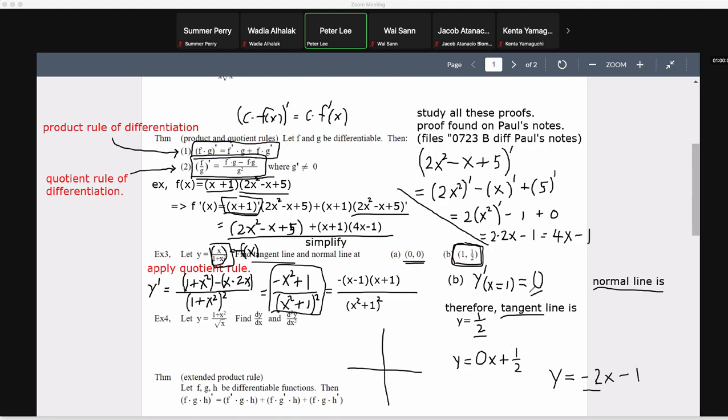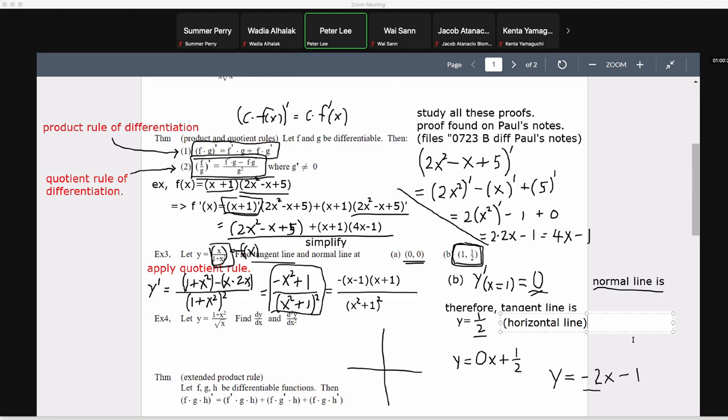Because the tangent line has slope 0, this guy is a horizontal line. I'm sure that you know what that is. It's a line which is parallel to the x-axis. So y equals half. Therefore, the normal line must be a vertical line.